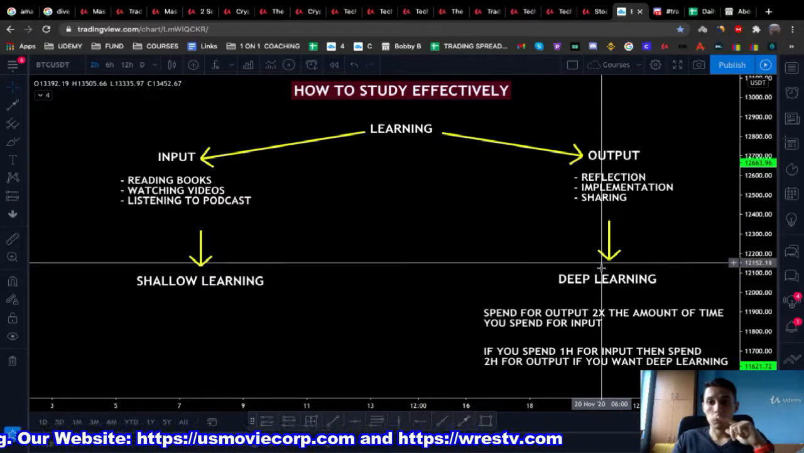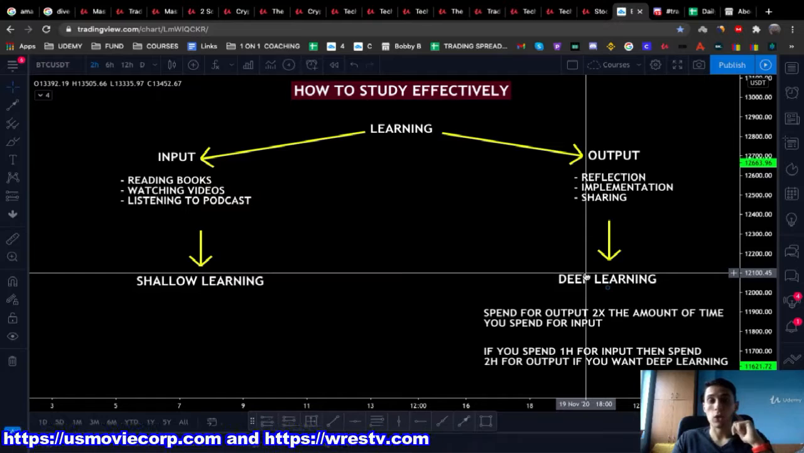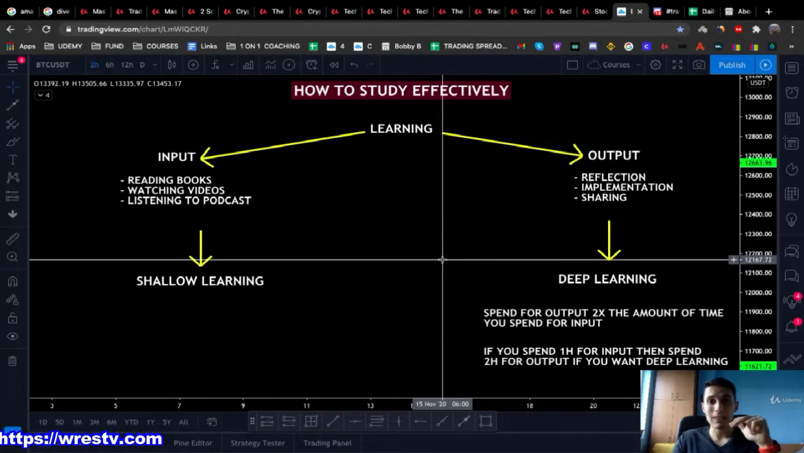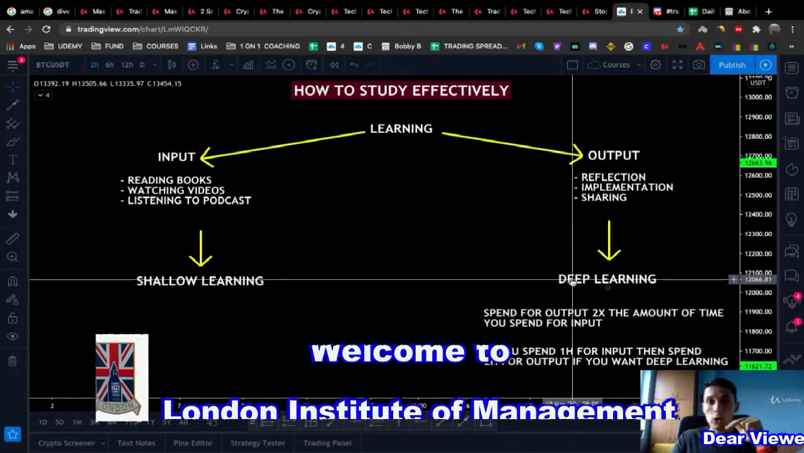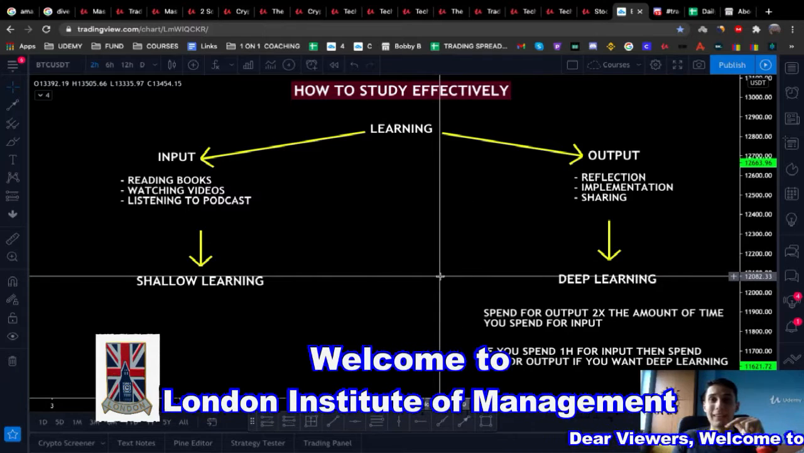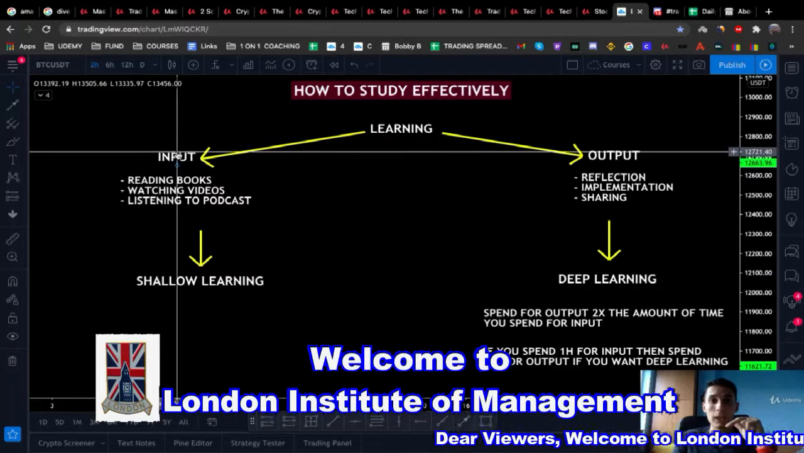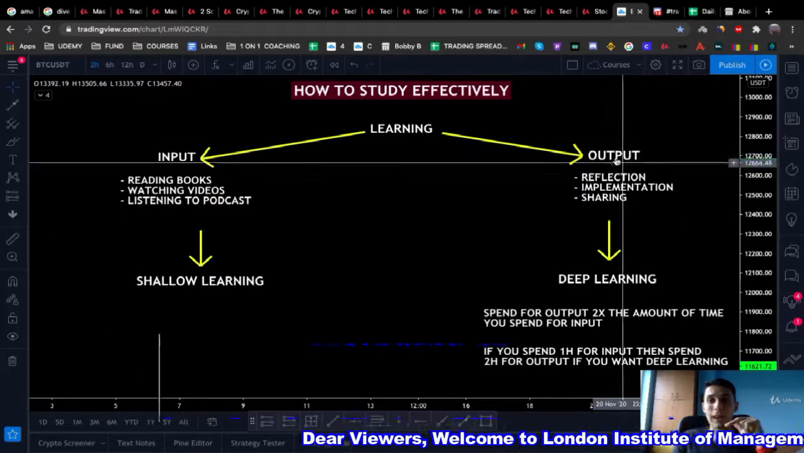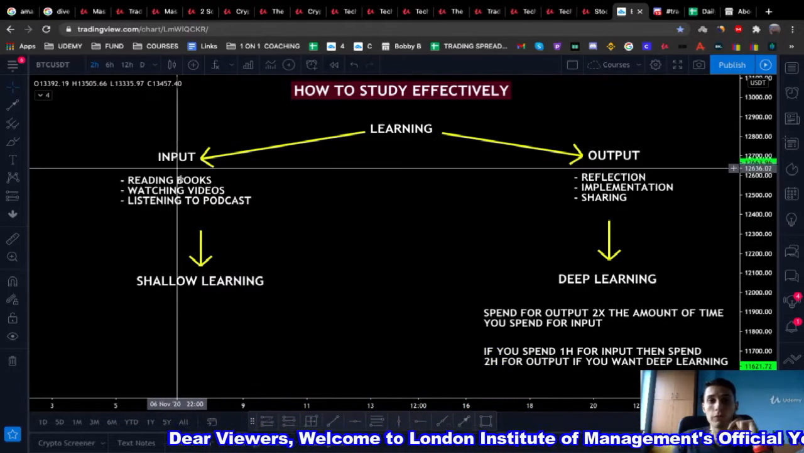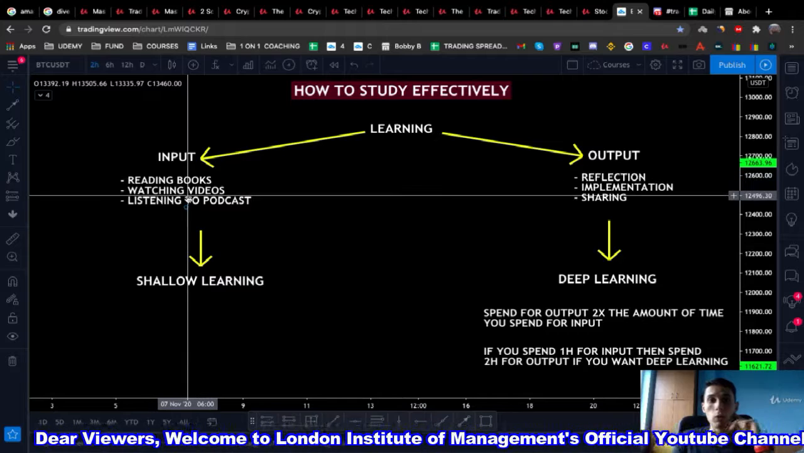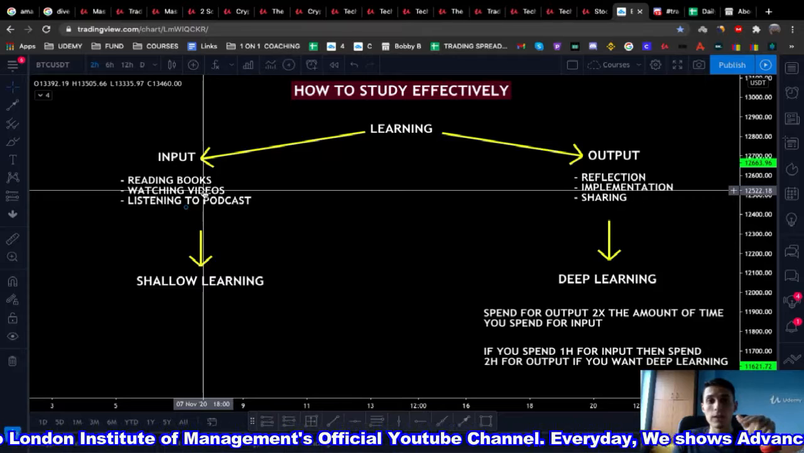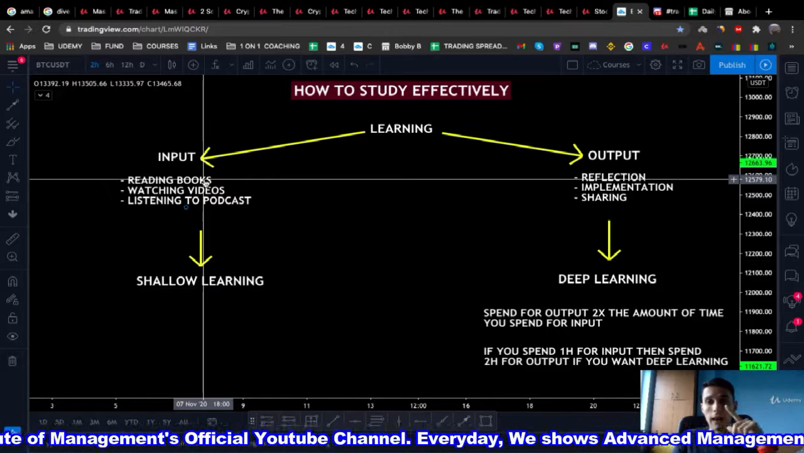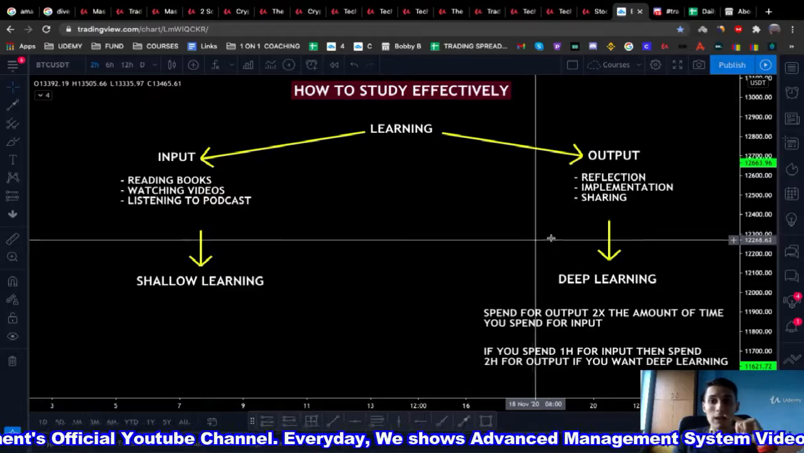So this is the output, and this is for deep learning, because this is what you want and this is what I want. I want you to get the most out of my courses, so you want to focus on deep learning. How do you do deep learning? When you spend double the time that you spend for input, you spend double the time for output. For example, if you spend 1 hour for input, let's say you watch the lectures from the course, or you spend 1 hour reading books, then you have to spend 2 hours for output.